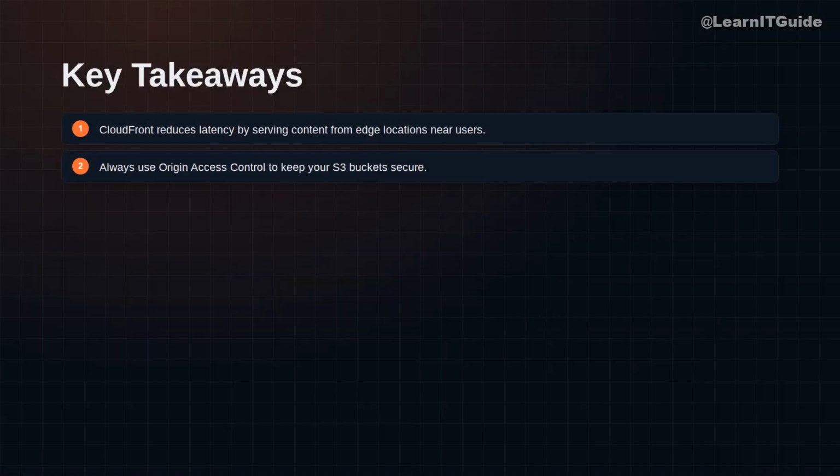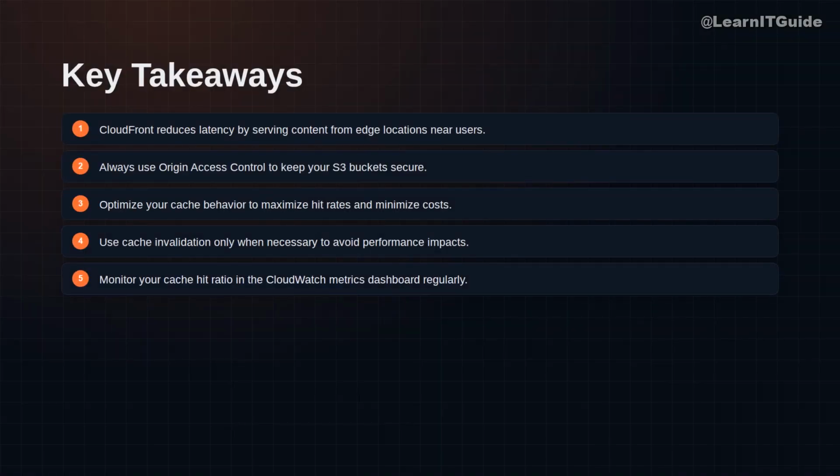Let us recap what we learned. CloudFront reduces latency by serving content from edge locations near users. Always use origin access control to keep your S3 bucket secure. Optimize your cache behavior to maximize hit rates and minimize costs. Use cache invalidation only when necessary to avoid performance impacts. And finally, monitor your cache hit ratio in the CloudWatch metrics dashboard regularly. You now have the knowledge to deploy robust high-performance content delivery.